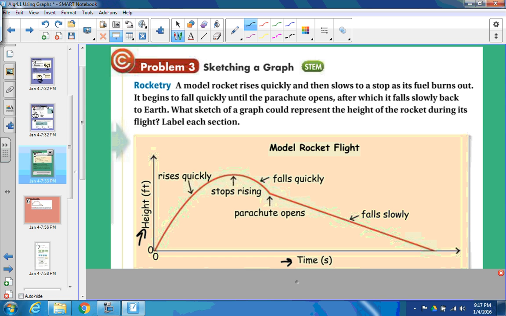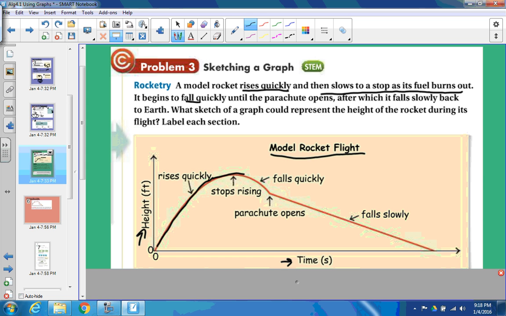So this graph was just drawn. It's not a perfect graph. Again, it has a title, Model Rocket Flight. But you're looking for, it says it rises quickly. So it looks like at the front part, it did rise quickly. It went up pretty quick. Then it slows down to a stop as the fuel burns out. So it stops right here. It's actually going flat then.